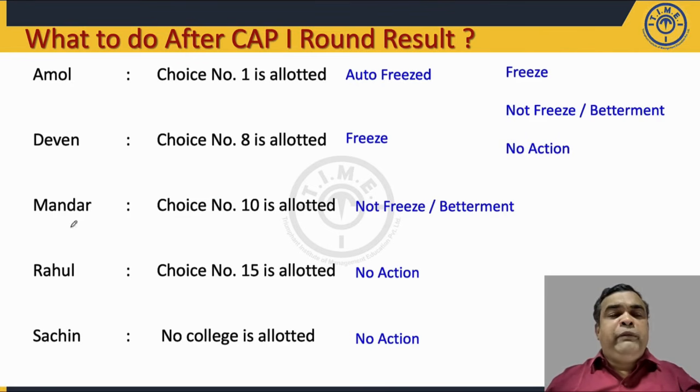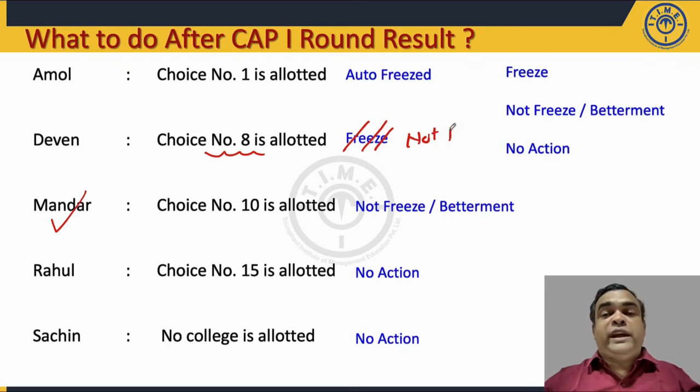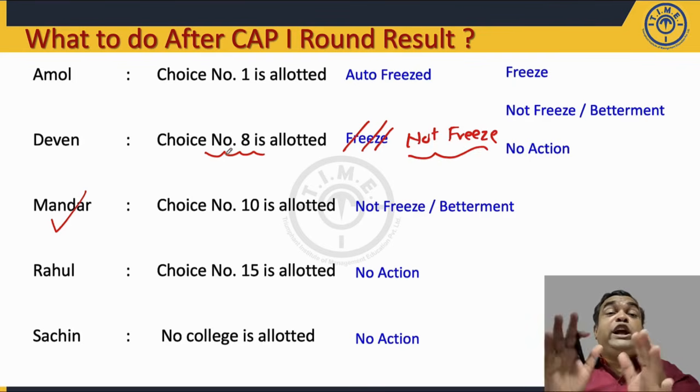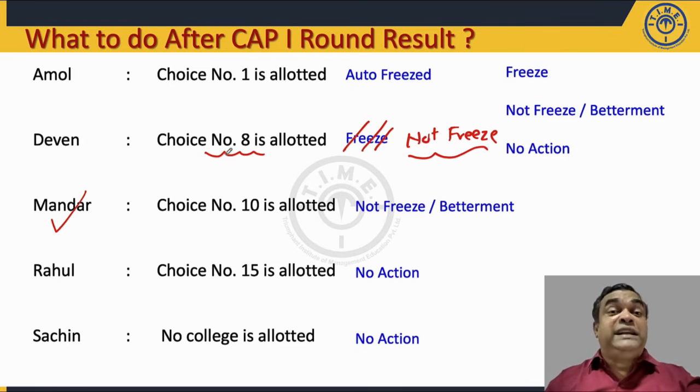Look at Deven and Mandar. What Deven is saying is, college number 8 is okay, I'll freeze, I'll pay the acceptance fees, and I'll confirm my admission. Instead of doing what Deven is doing, I will always support a person like Mandar. So Deven also should not say freeze. You better choose not freeze. Not freeze will ensure that your college number 8 is retained.